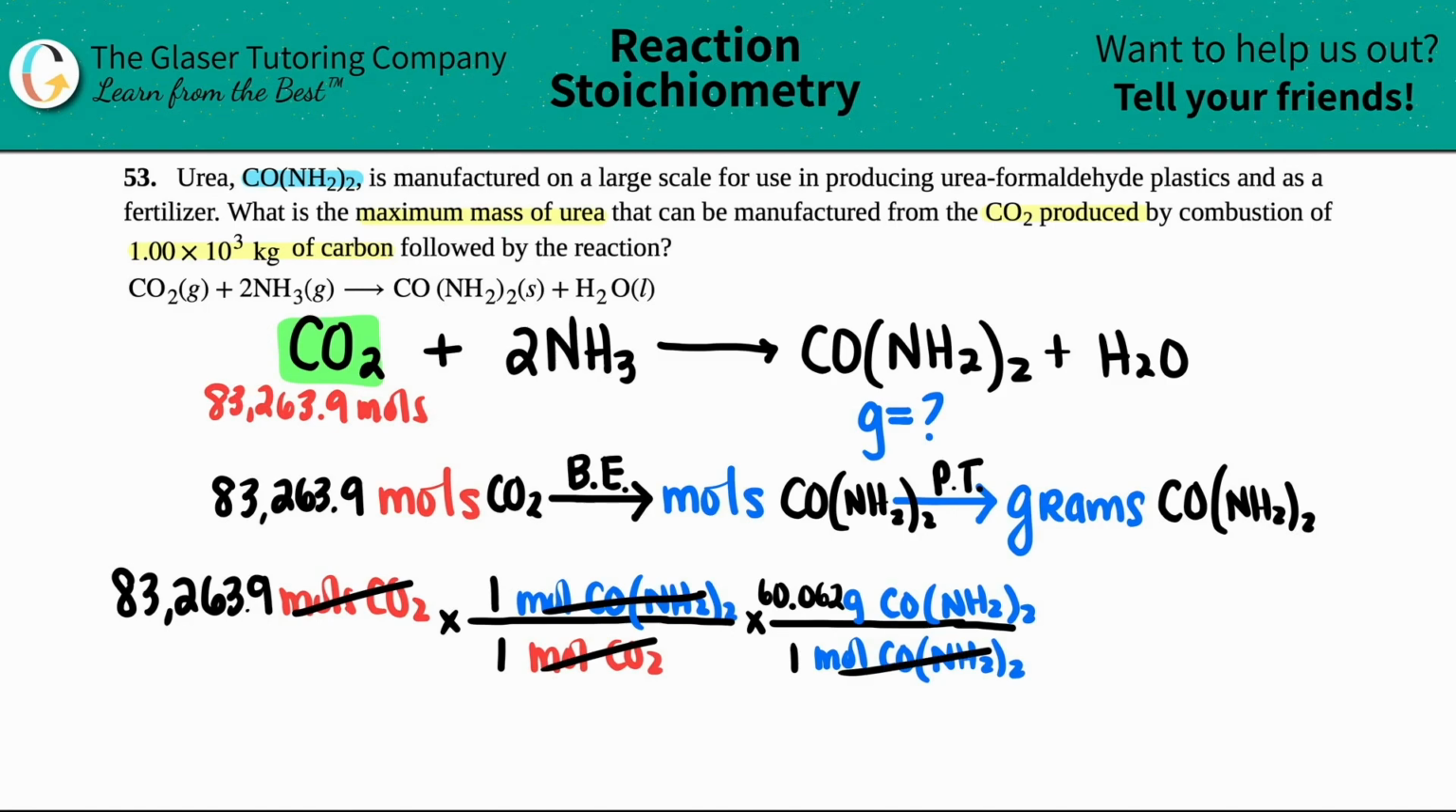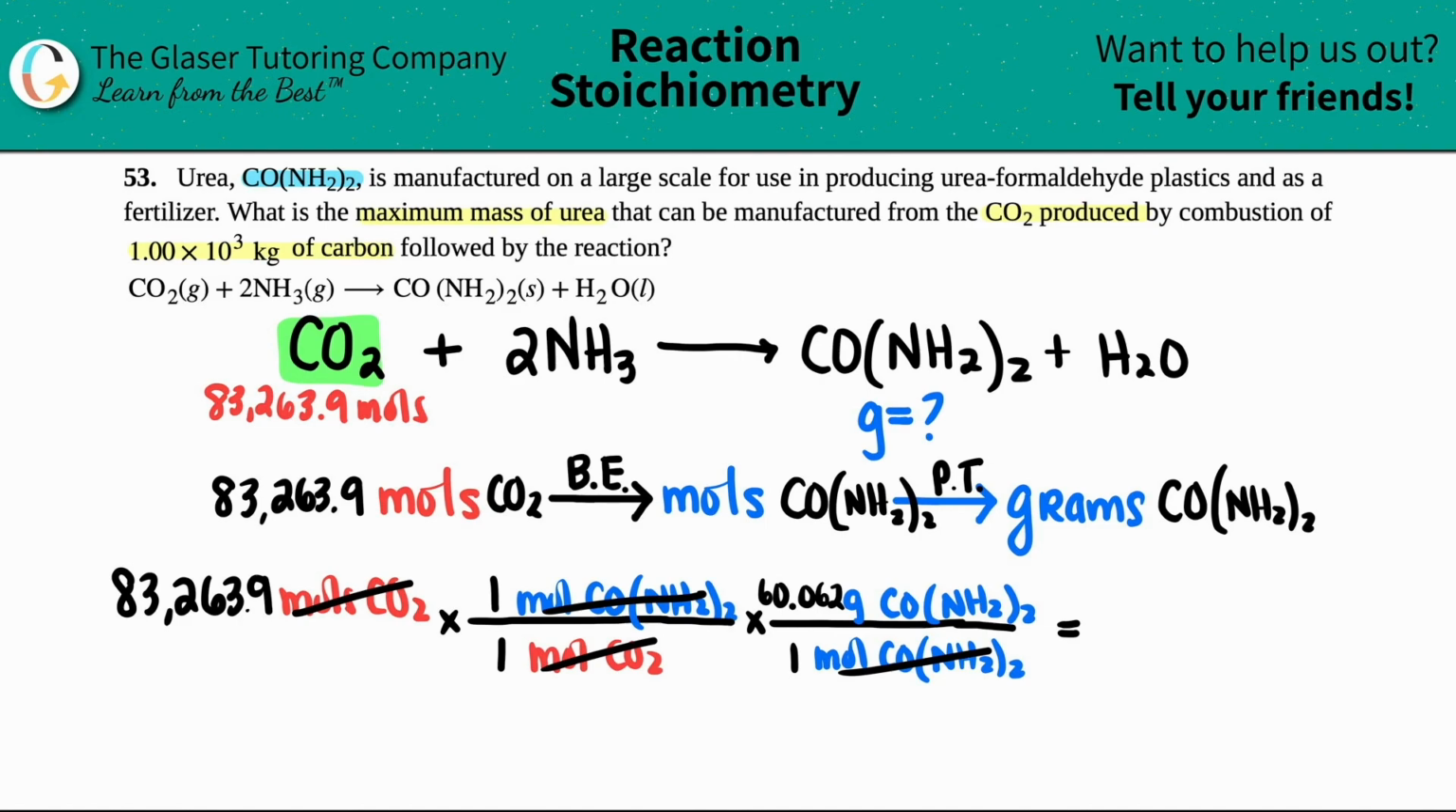Don't cancel the numbers. And now we can finally calculate. Literally, it's just this number times this number, right? Because all the other ones are ones. So that mass times the 83,263.9. And I just want to make sure I wrote this right. 83,263, perfect. Okay, huge number, right?